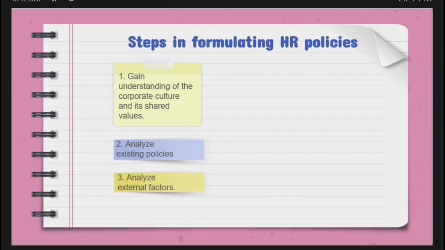Analyze external factors. HR policies are subject to the requirements of UK employment legislation, European Commission employment regulation, and the official codes of practice issued by bodies in the UK such as ACAS, the Commission for Equality and Human Rights, and the Health and Safety Executive. The codes of practice issued by relevant professional institutions such as CIPD should also be consulted.